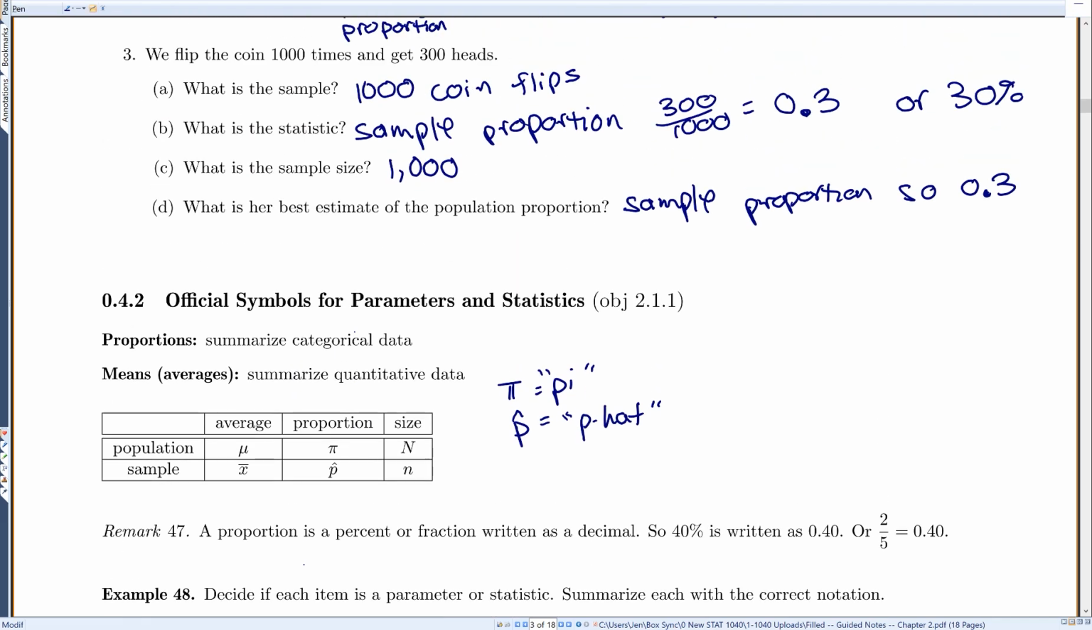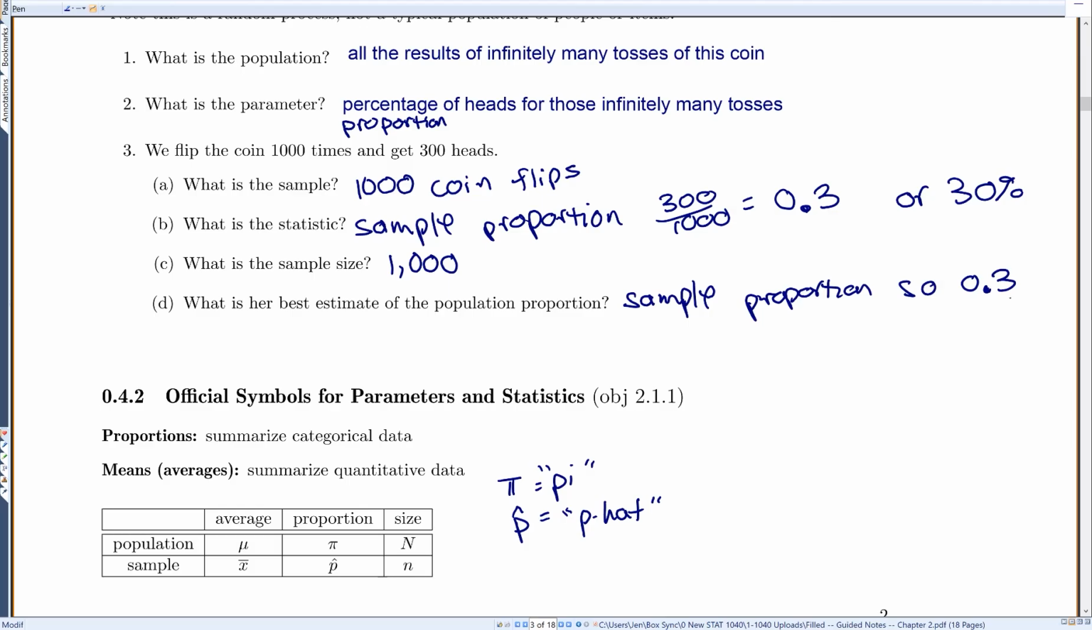So let's go back up. When I said that my sample proportion was 0.3, I could say that right here. So what was my statistic? That was my sample proportion. So I could have said p hat equals 0.3. And when I talked about my parameter, I didn't actually know what that was, but it would be called pi. I don't know the number, but it would be called pi.